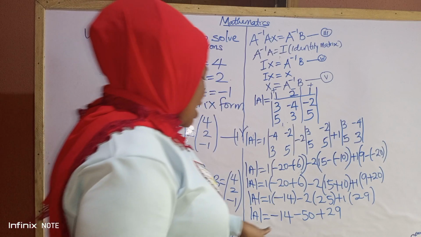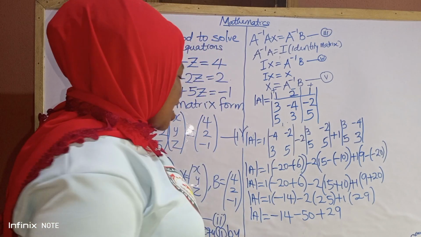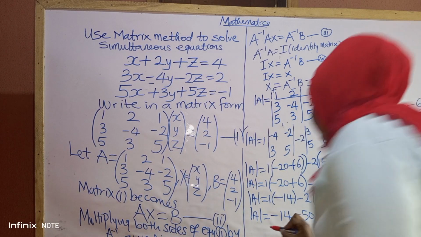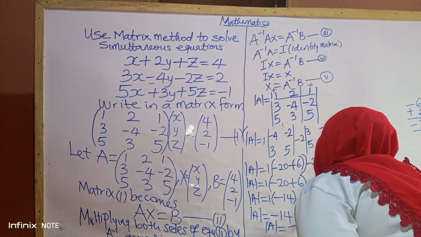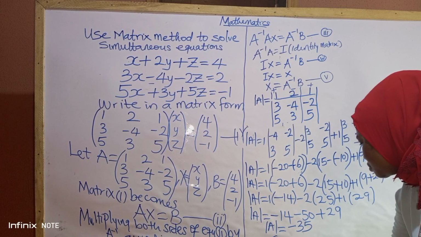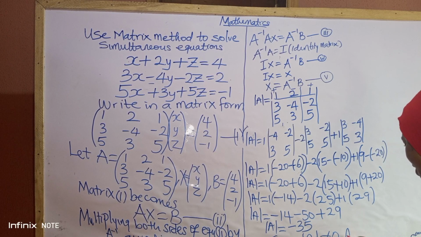So here I have minus 14 minus 50, and that is minus 64. So I have minus 64 plus 29, and that is what? That is minus 35. So the determinant of A here gives me minus 35. So since determinant of A is not equal to 0, that means A has an inverse.